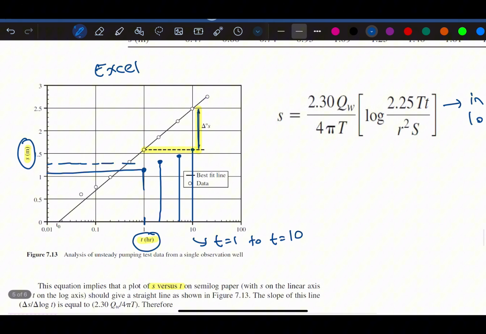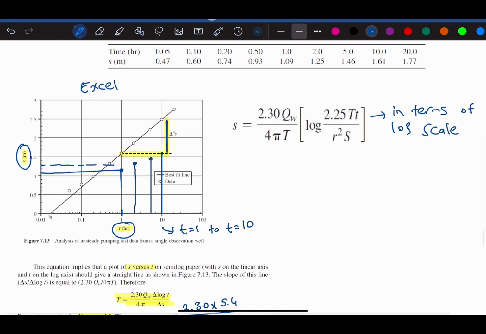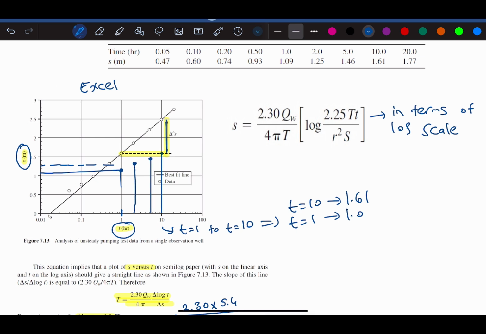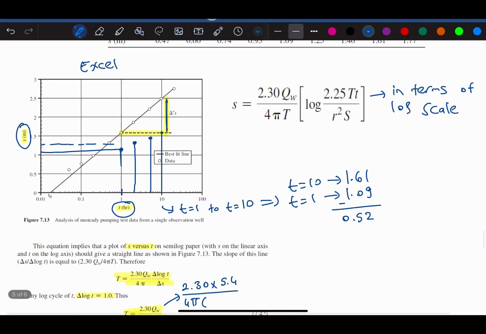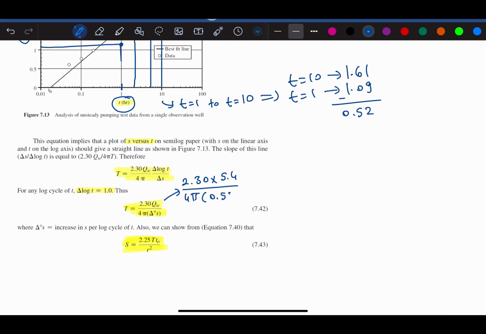So to find that, we need to find the S value for T equal to 1 and T equal to 10. And when T is equal to 10, we have 1.61. And for T equal to 1, we have 1.09. So this yields 0.52. And from here, the transmissivity will be 1.9 square meters per hour.